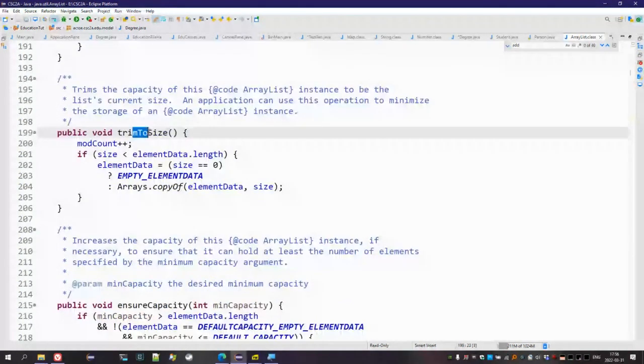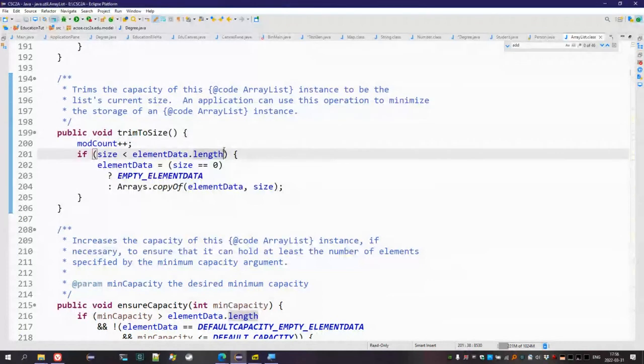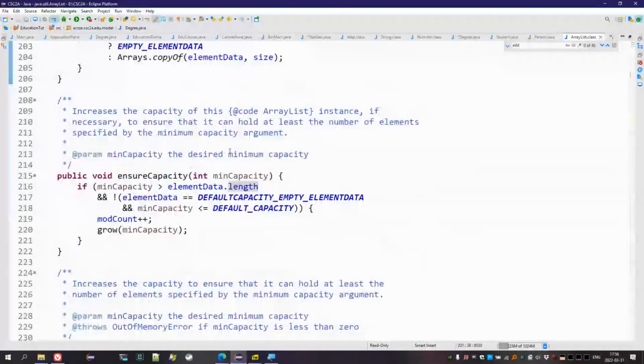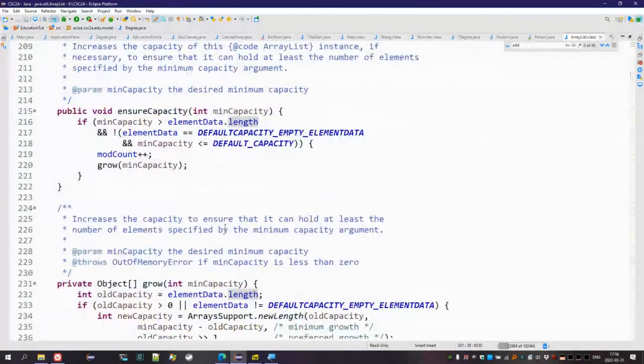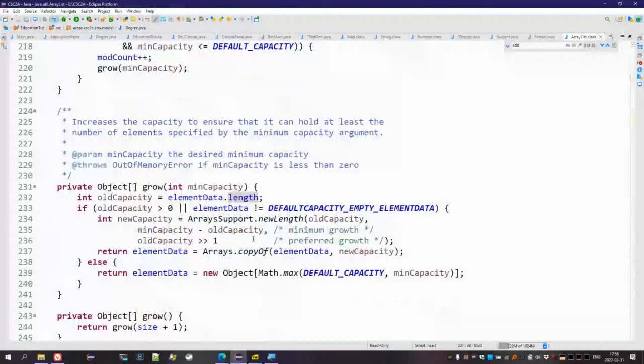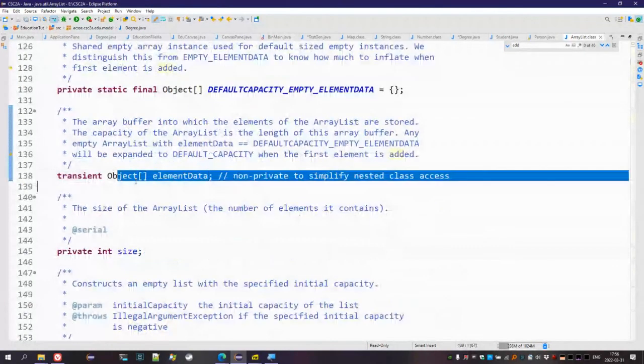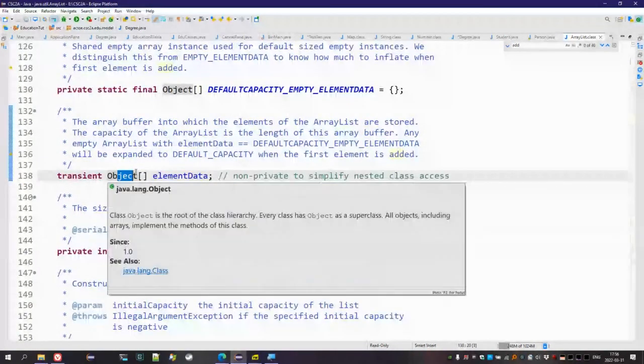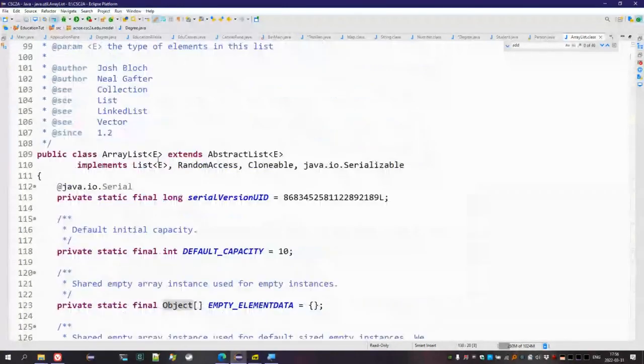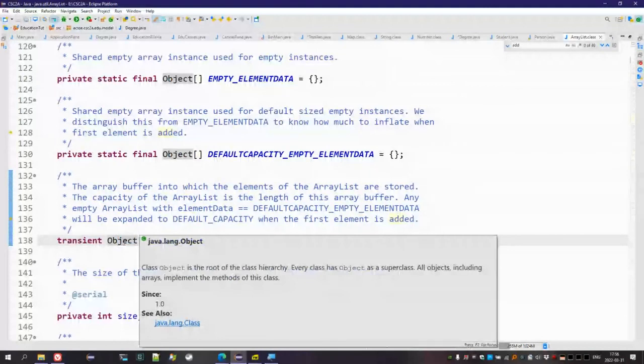So here's the example of trimming the array list to the correct size. So that will make sure the internal array gets resized correctly. And if you look at the actual array that we have, the element data, it's an object array. So it uses a type parameter, but remember we cannot create an array of a generic type. We have to typecast it from an object array. So they just work with object arrays internally.